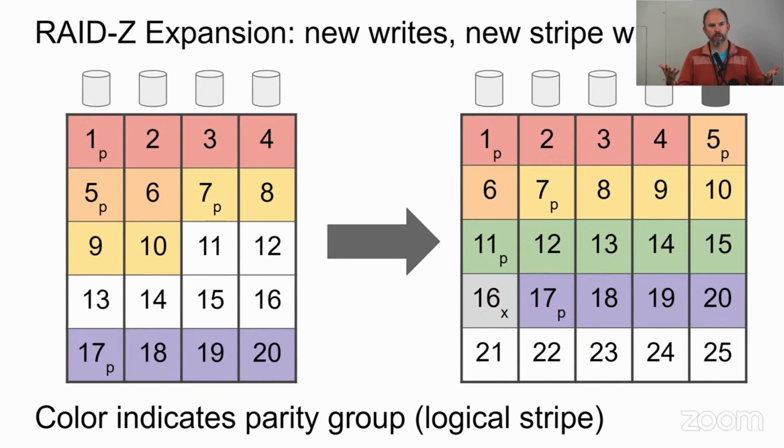But when we write new data, now we have 5 disks. So we can write 1 sector of parity into 11, and then 5 sectors of data, 12, 13, 14, 15, 16. So you have a better ratio of 5 pieces of data to 1 piece of parity. Basically your space efficiency is going to be better.